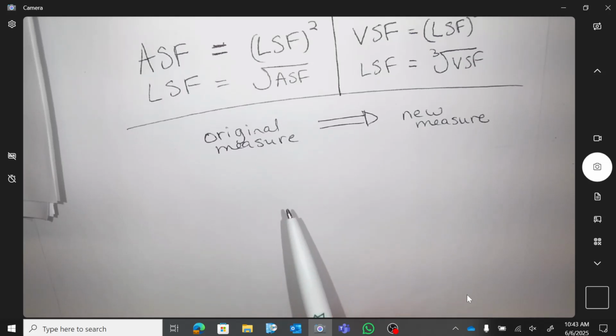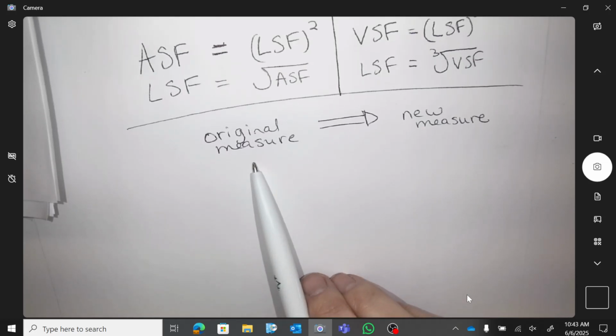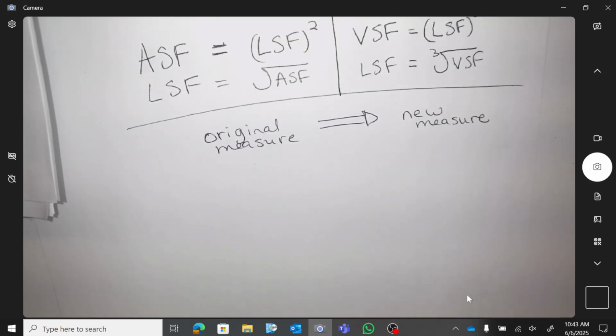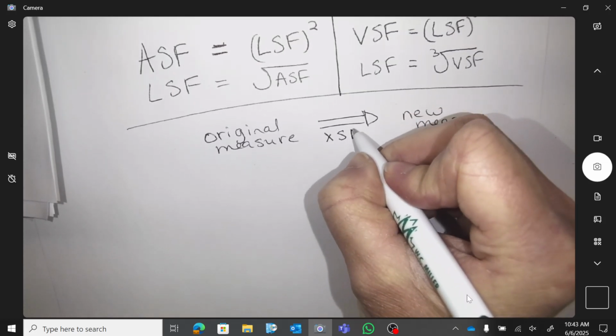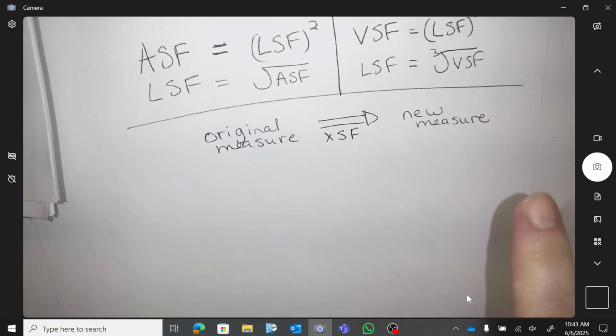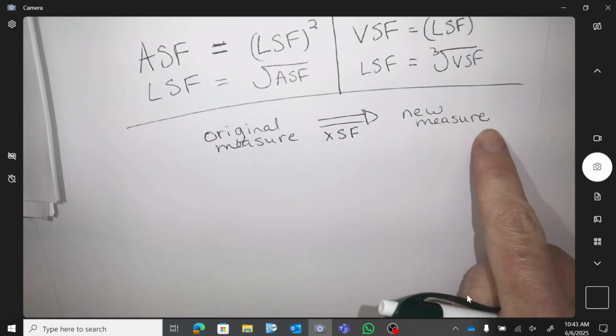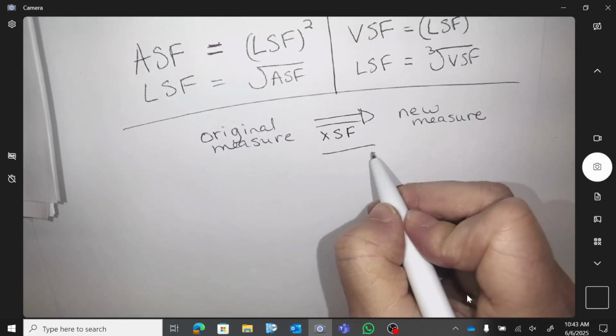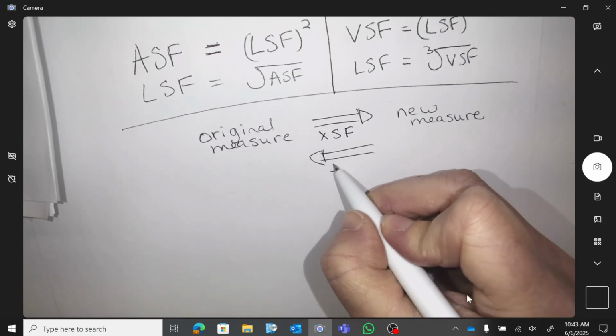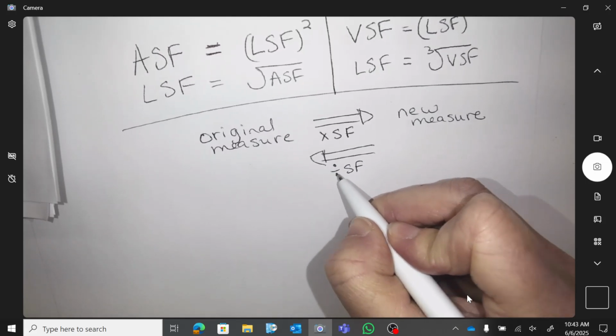Sometimes I give you an original measurement and then I ask you what's the measure on the second object. You would times by the scale factor. What if I gave you the ending measure and I wanted you to figure out the original? What would you do different? Divide by the scale factor. Okay?